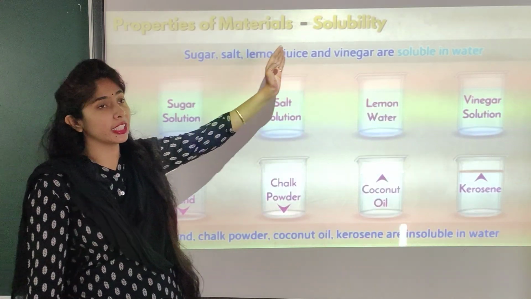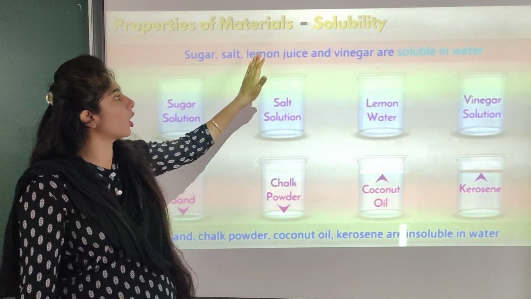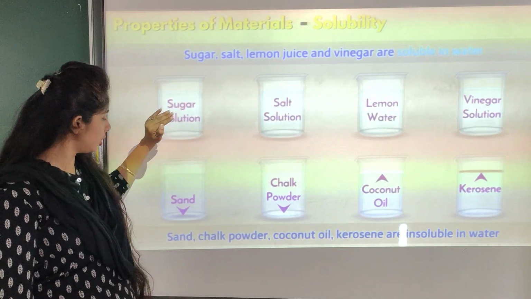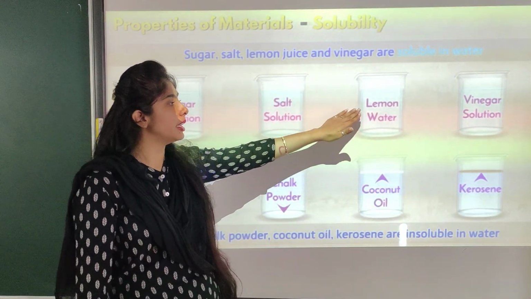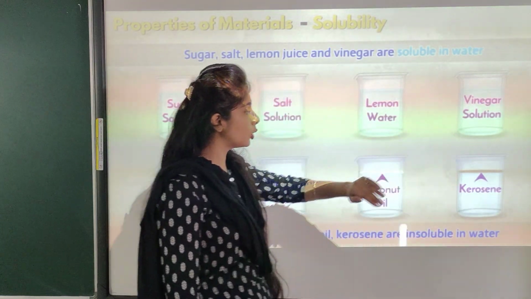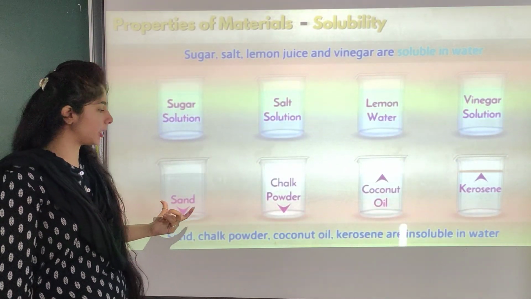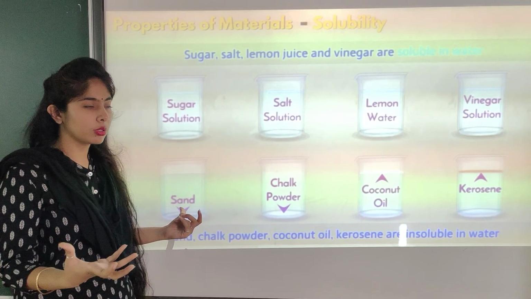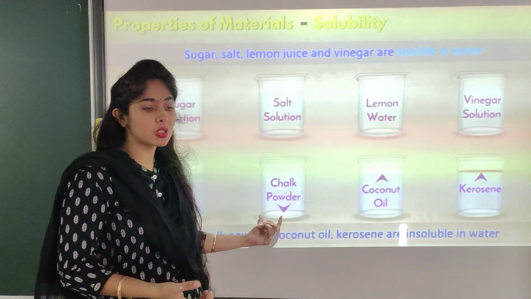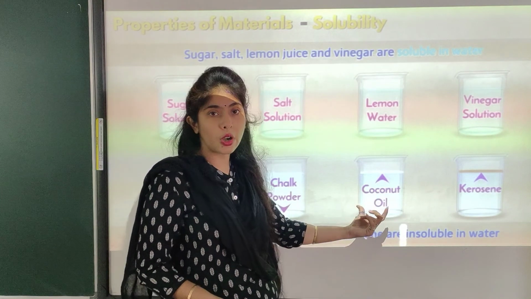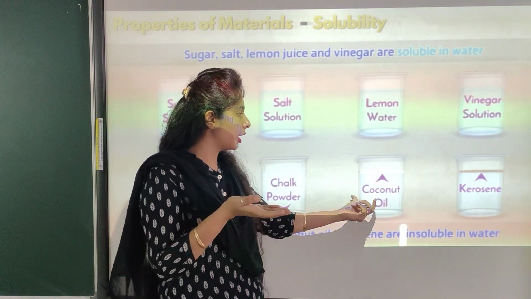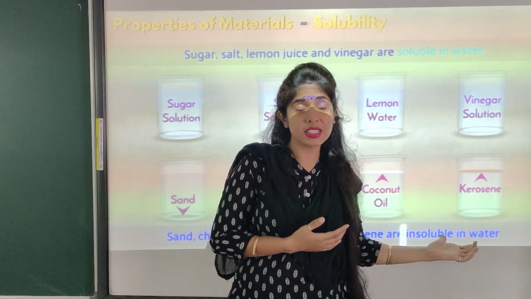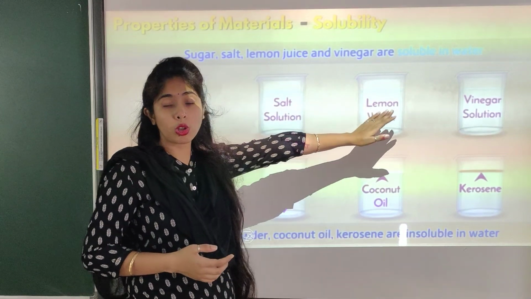So the properties of material, that is solubility. Sugar, salt, lemon juice and vinegar are soluble in water. Here you can see sugar solution, salt solution, lemon water, vinegar solution. Whereas the insoluble materials like sand will settle down. Okay. Then chalk powder will also settle down. Coconut oil will float. Okay, it will float. Kerosene will also float. So these are the insoluble materials and above are the soluble materials.